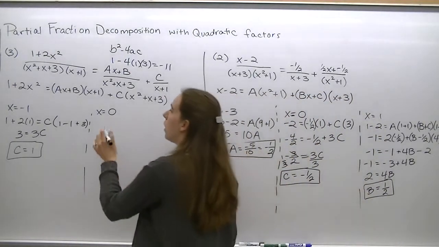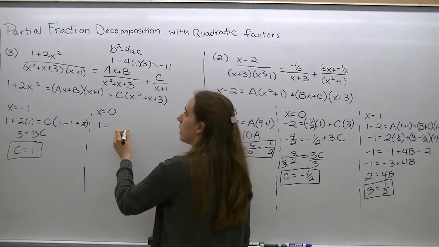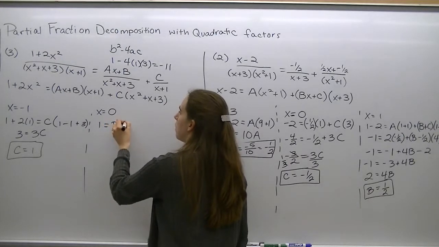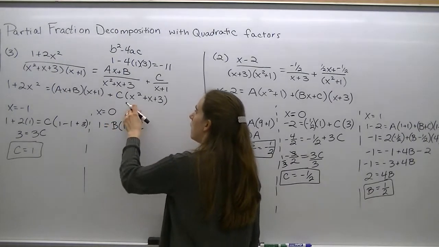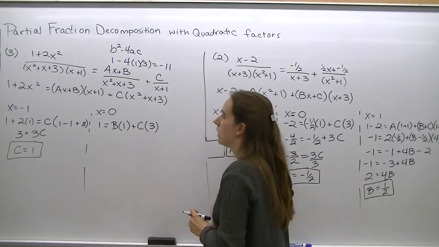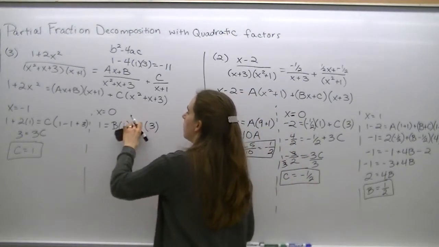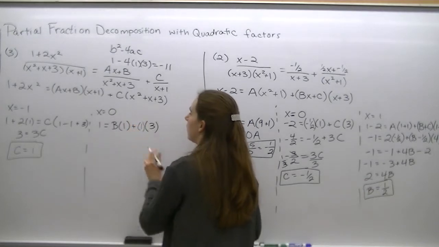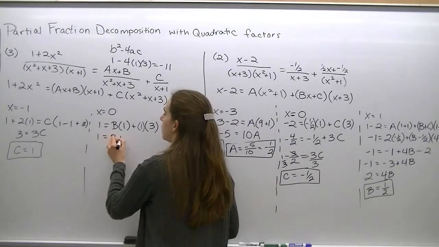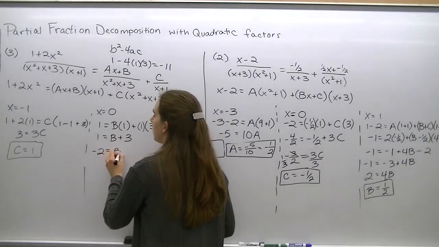So I have 1 plus 2 times 0 squared equals a times 0, which is 0, so b times 0 plus 1, plus c times 0 squared plus 0 plus 3. But I just determined what c was. It's 1. So let's actually just put that right in. So what I get is 1 is equal to b plus 3, I can move the 3 to the other side. So b is going to be -2.